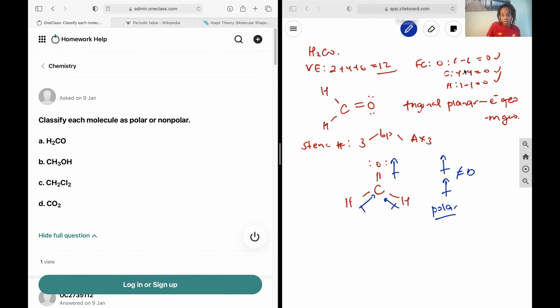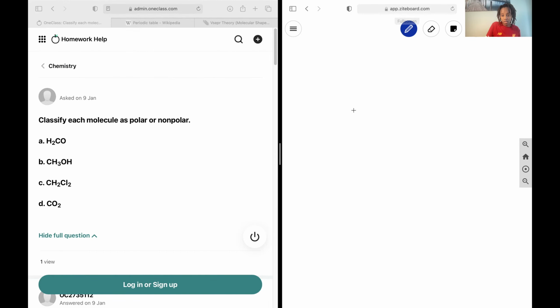Next up, we have CH3OH. Counting valence electrons, we have 4 plus 4 plus 6, giving us 14 electrons. We may begin with the 3 hydrogens on the carbon, attach the oxygen, and attach the last hydrogen. And so now we fill in all of our octets and double check all of our electrons. We have 2, 4, 6, 8, 10, 12, 14. Perfect, they all work out.